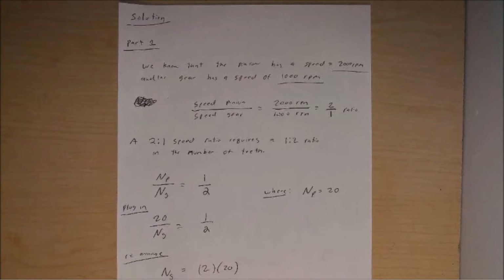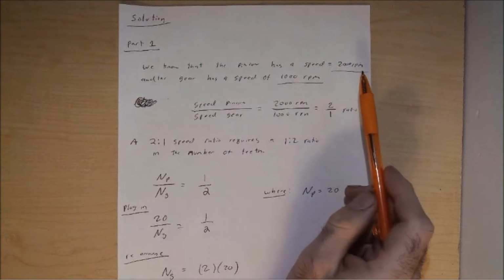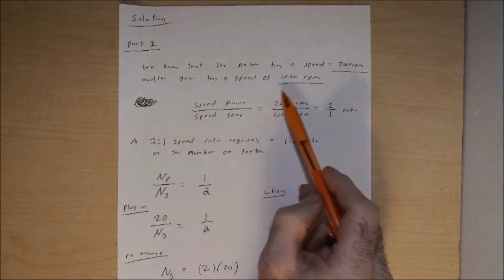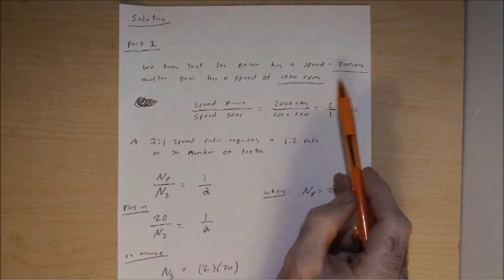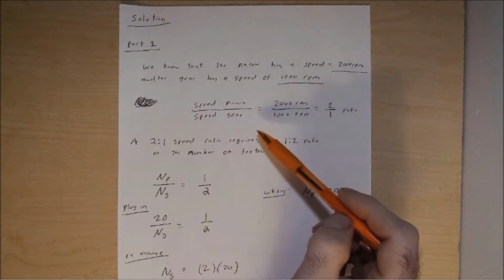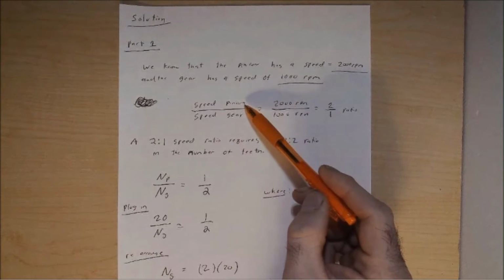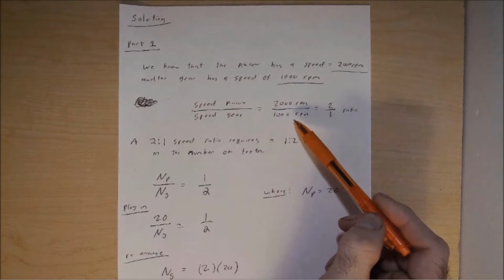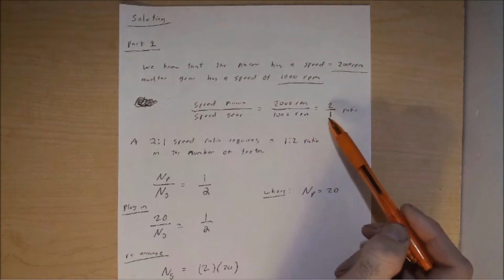As we start our solution, what we want to do is break it down into 3 separate parts they asked us to solve for in the problem statement. So here we're going to start off with part 1. So what do we know? We know that the pinion has a speed given to us as 2,000 RPM, and the gear has a speed that they give us of 1,000 RPM. So if we know the two speeds, what we can do is find this ratio. We have the speed of the pinion over the speed of the gear is 2,000 RPM over 1,000 RPM, which gives us a 2-to-1 ratio.